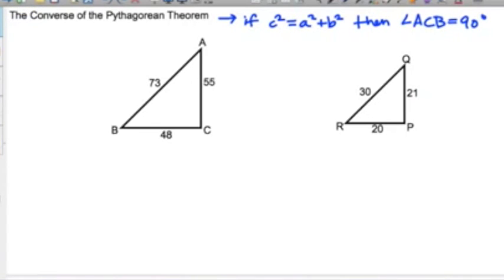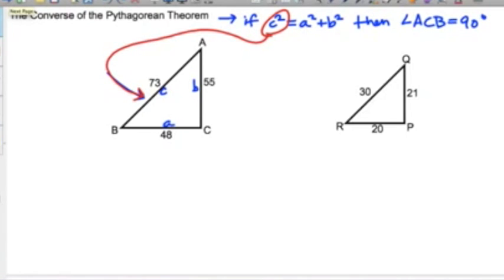Okay, so side length BC is 48. Let's just call that side A. Side length AC is 55. Let's call that side length B. And then side length AB, which is 73, let's call that C, because it is the hypotenuse, so you should probably label it as the hypotenuse. Just to keep things simple, we want to remember that C squared is referring to our hypotenuse.